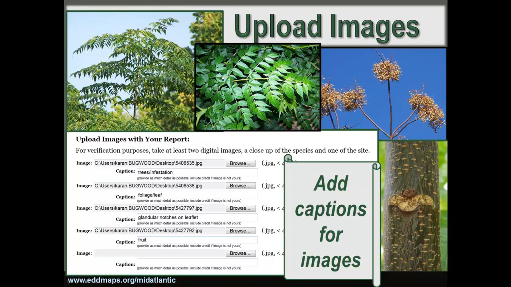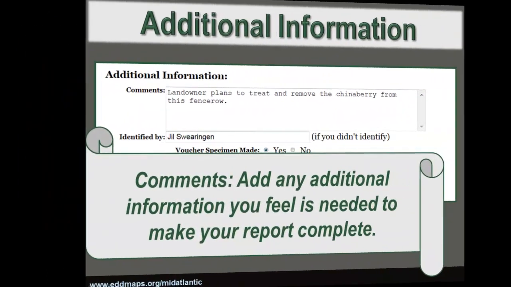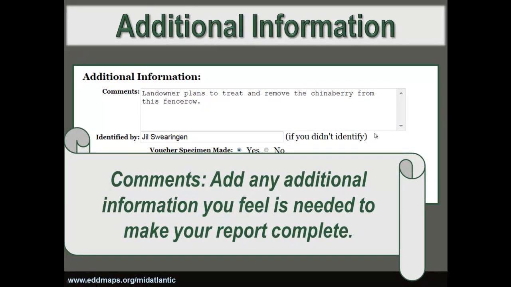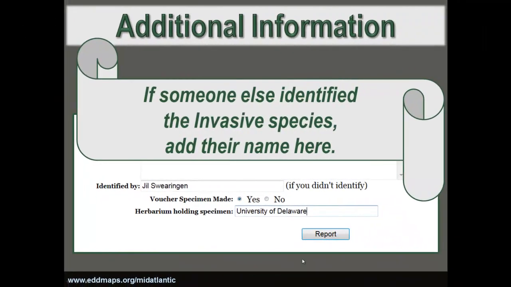Click on Browse to navigate to the images on your computer and choose the image you want to upload. In the caption, you can add notes for each image. Use the comments section to add any additional information you feel is needed to make your report complete. If someone else identified the invasive species for you, add their name here.